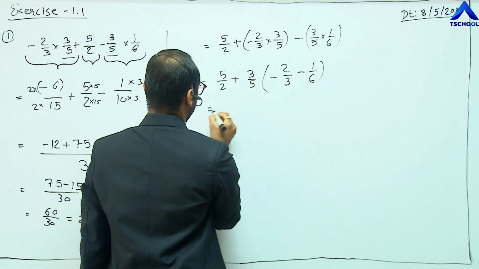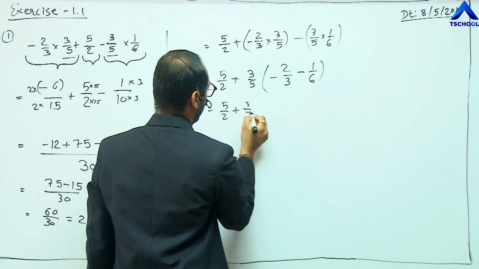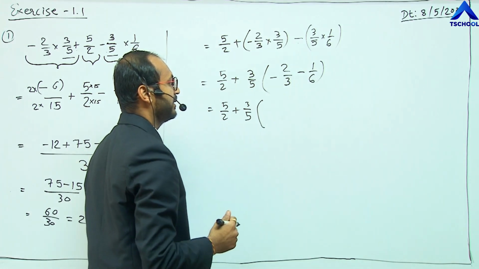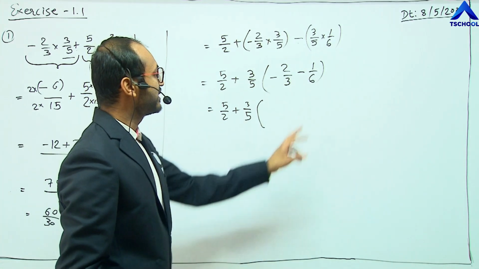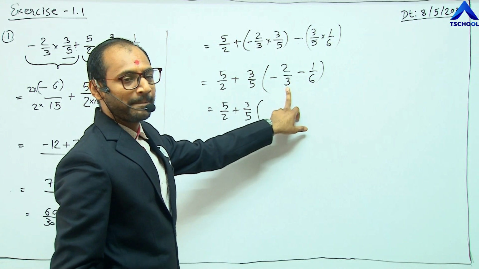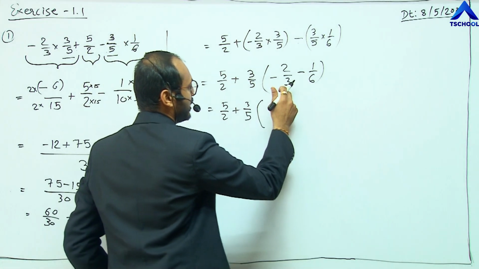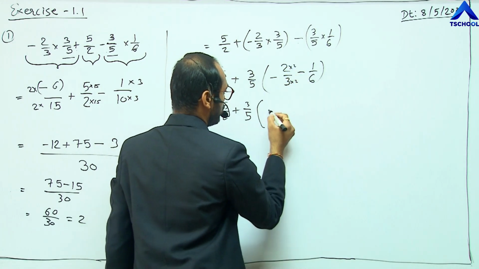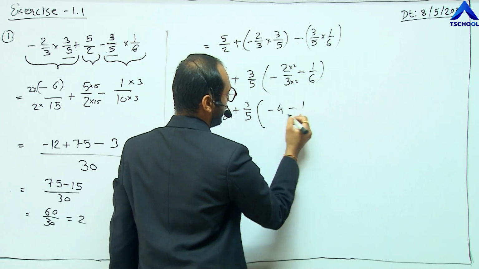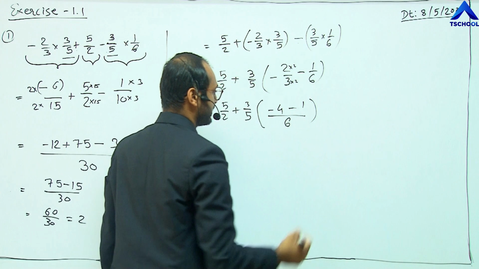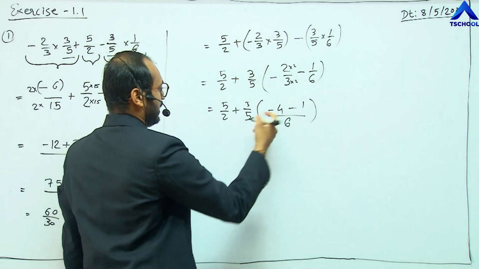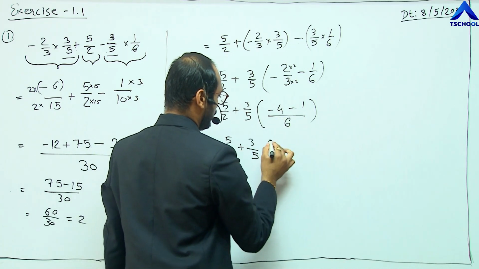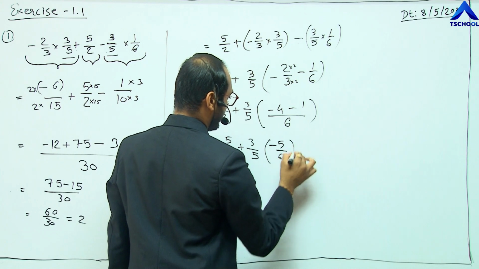And let me solve this. 5 by 2 plus 3 by 5 by taking the LCM. Here LCM is 6, because 6 is the multiple of 3. So 3 2s are 6. Here we have to multiply by 2 in numerator and denominator. So 2 2s are 4 minus 1 divided by 6. Here the answer is 5 by 2 plus 3 by 5 into minus 5 by 6.